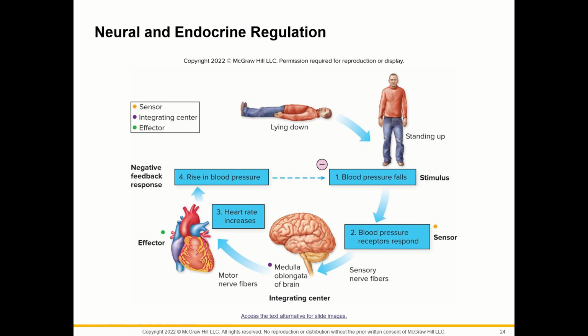When a person stands up from a lying down position, the blood pressure momentarily falls. The resulting decreased firing rate of nerve impulses in sensory neurons affects the medulla oblongata of the brain, shown in the integrating center. This causes the motor nerves to the heart, which will be the effector, to increase the heart rate, helping to raise the blood pressure. So as the heart rate increases, the blood pressure increases.